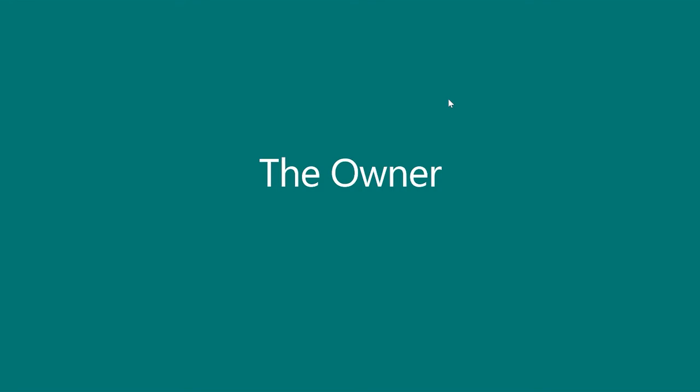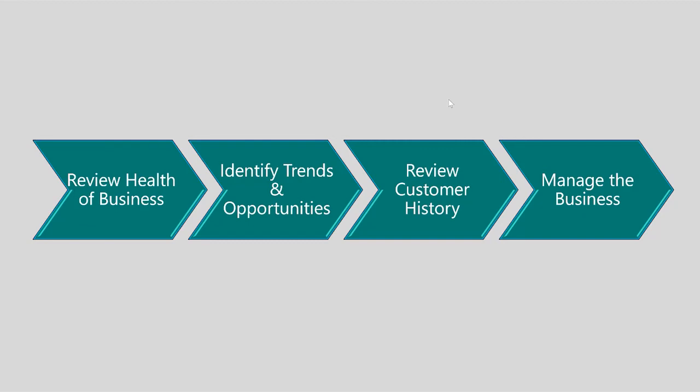For this demonstration, we'll focus on 4 key areas. That is, number 1, we'll review the health of the business. Then we'll segue into how the owner of a business identifies trends and opportunities using our solutions. We'll review customer history, and then again, the overarching message around managing the business.